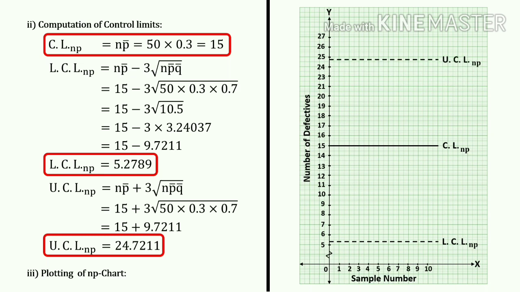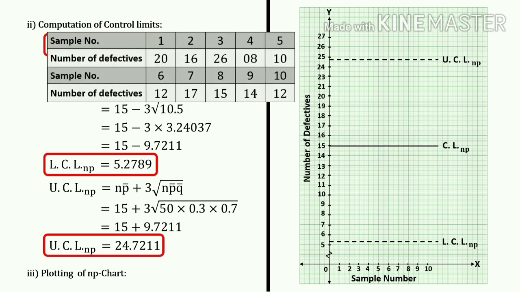Similarly, upper control line, it is 24.72. So we will round it to 24.7. We draw upper control line parallel to x-axis at the point 24.7 on y. Yes, after drawing these three lines, we will put the actual data in this graph.